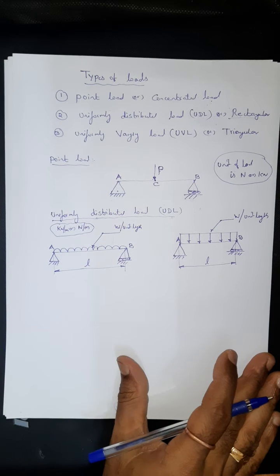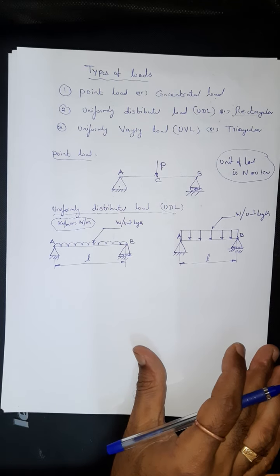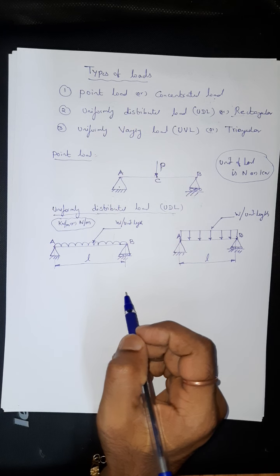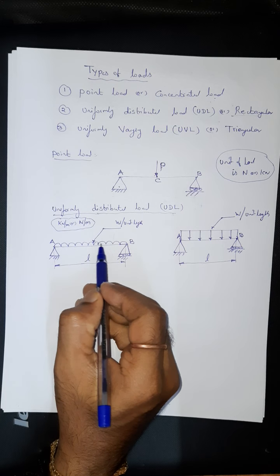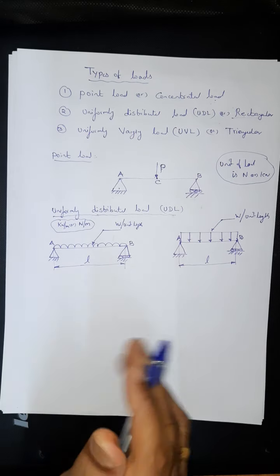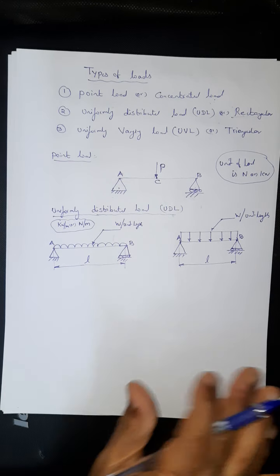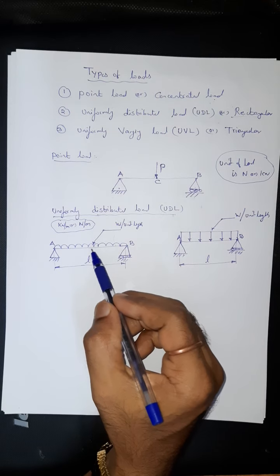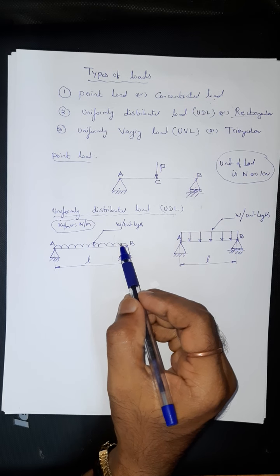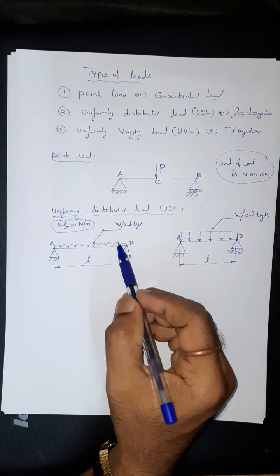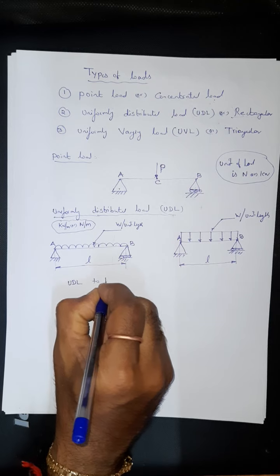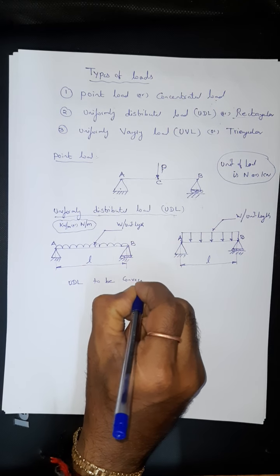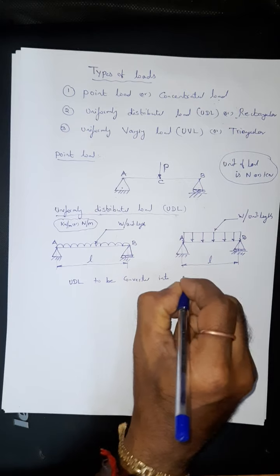The definition of uniformly distributed load, that is UDL: when the intensity of the load is constant over a considerable length, it is known as uniformly distributed load. Look here, this is constant across the length. As far as calculation is concerned, you cannot consider the UDL directly. It needs to be converted into point load.